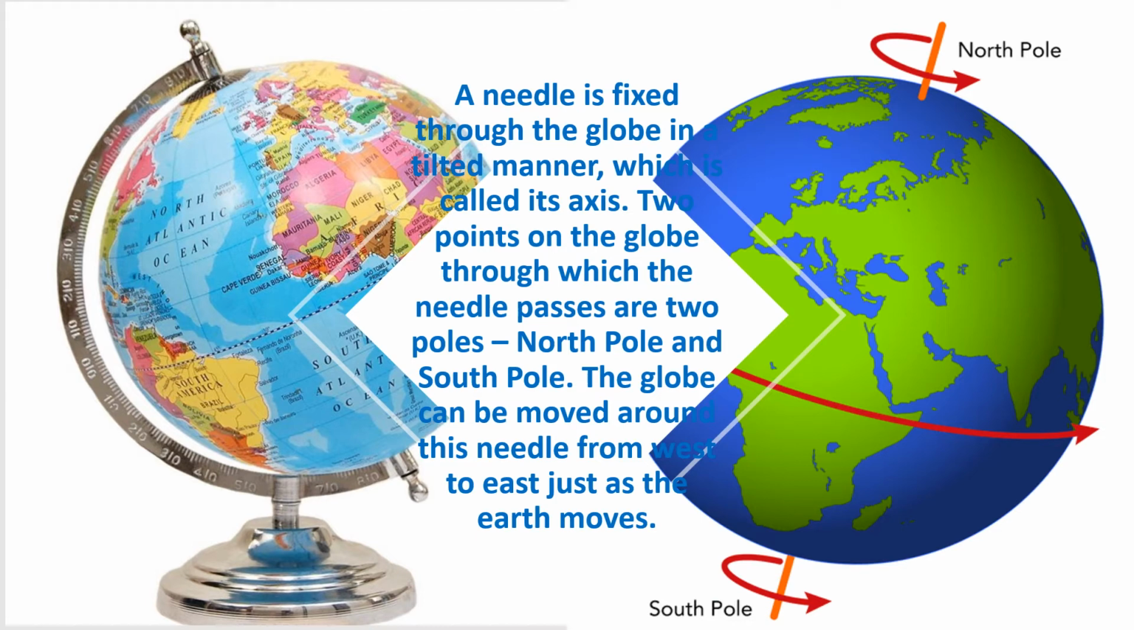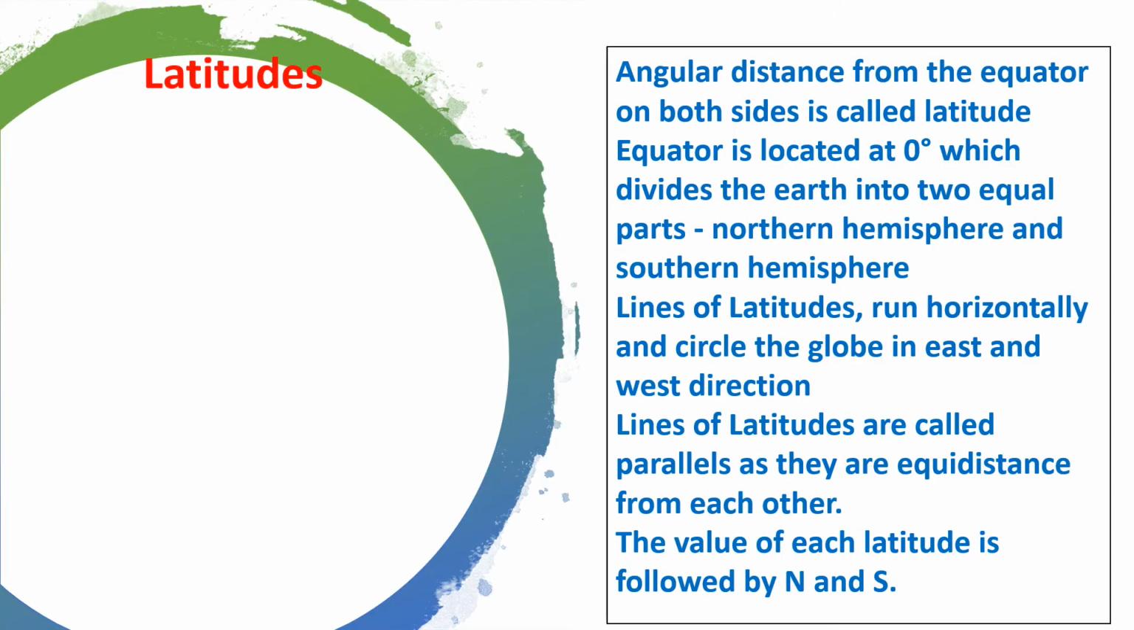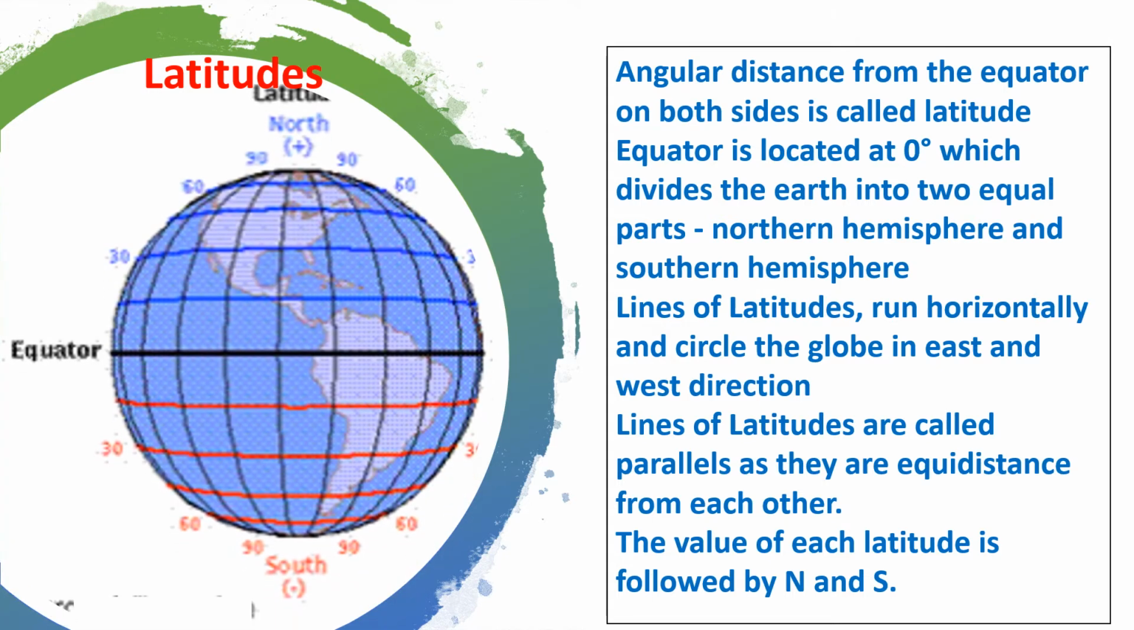So let's talk about another imaginary line known as latitudes. Angular distance from the equator on both sides is called latitude. Equator is located at 0 degree, which divides the Earth into two equal parts, northern hemisphere and southern hemisphere. Lines of latitudes run horizontally and circle the globe in east and west direction.